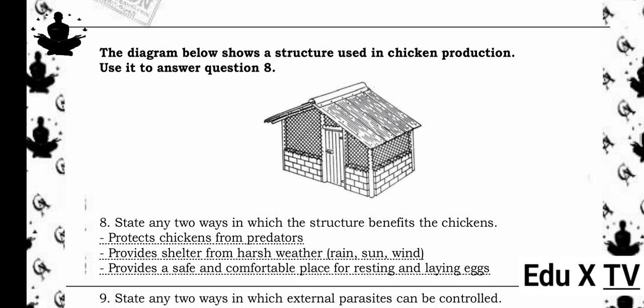The diagram below shows a structure used in chicken production. Use it to answer question 8.